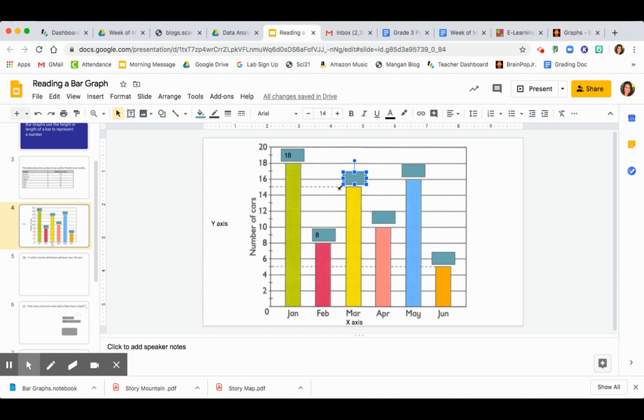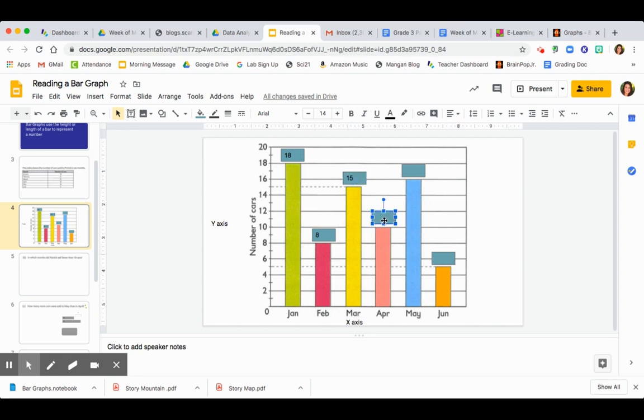Ooh, do you see how the designer of this graph put that dotted line for you? That's letting me know it's not quite 14. It's not all the way to 16. It's right in the middle. It's 15. You're not going to see those lines always. This is to help you practice. So pay careful attention to whether the top of the bar graph lands right on a line or in between a line.